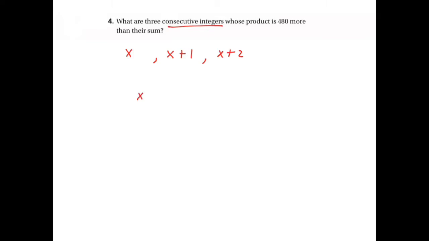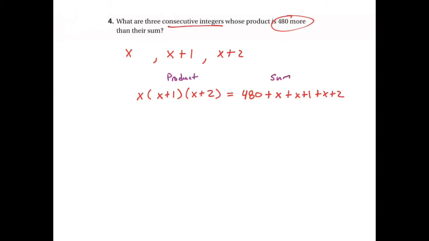So that means the product of this would be x times x plus 1 times x plus 2. And we know that the product is 480 more than the sum, so we're going to put the 480 on this side, and then we'll have the sum on this side. So we have product on one side, sum on the other. So product means multiplication, and then sum on the other side. All right, now we just need to simplify this as we go. So we got x squared plus 3x plus 2 equals 483 plus 3x.